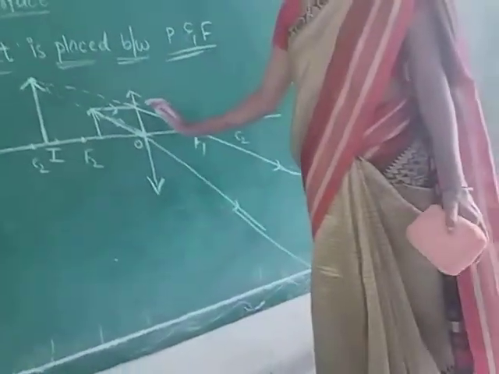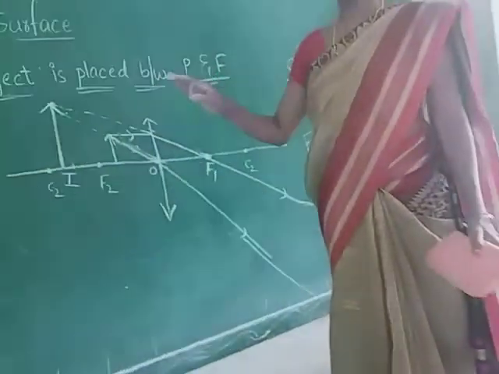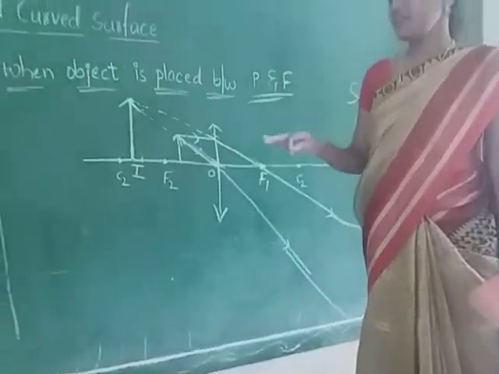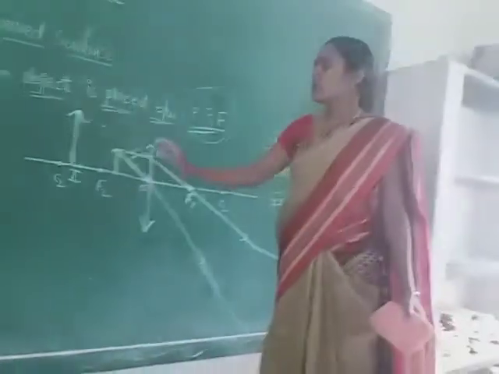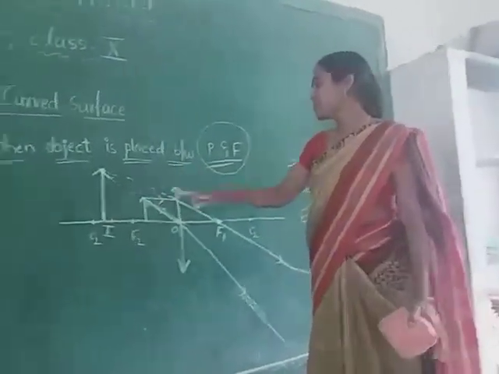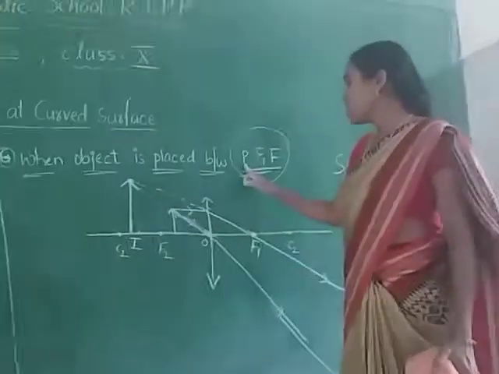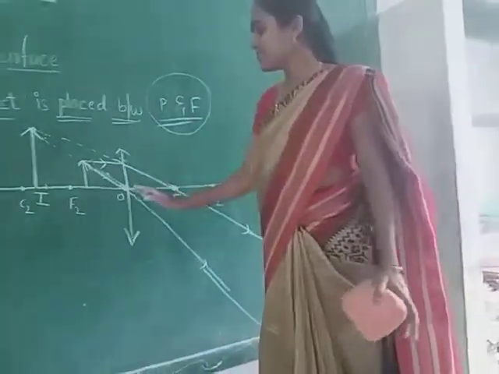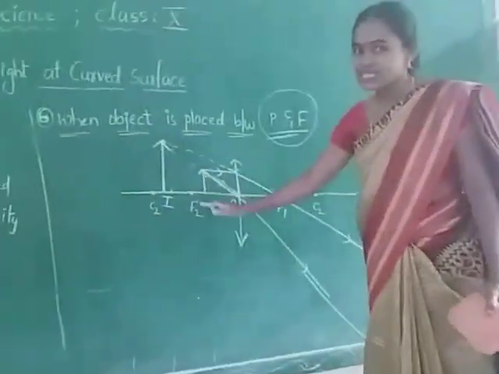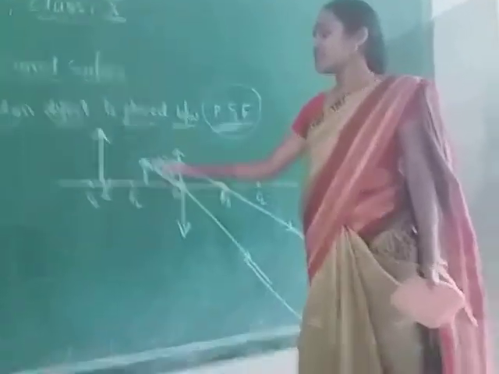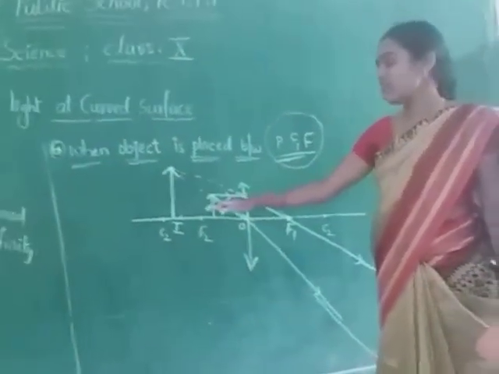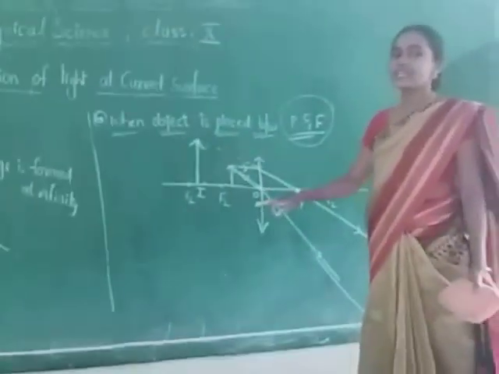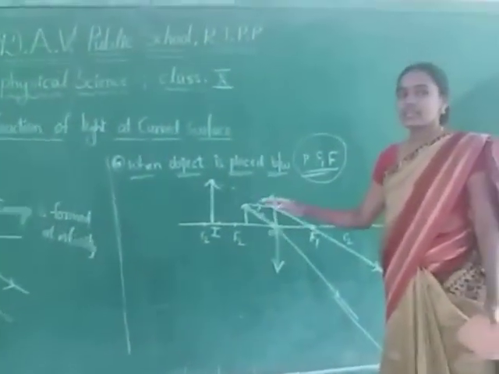So for a convex lens, in all the cases we are getting a real inverted image, and only in this particular situation will we get a virtual and erect image. That situation is when the object is placed between the optic center and focus. Only then will we get a virtual, erect and enlarged image, whereas in all the remaining cases we will get a real image.